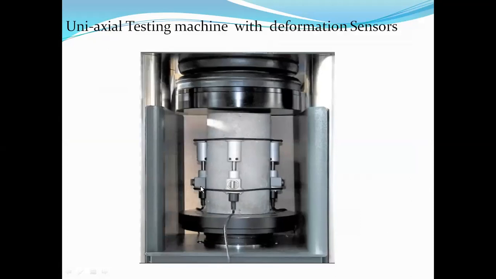So the LVDT sensors are placed as part of this experimental setup so that they'll accurately measure the deformation in the rock specimen, both in longitudinal as well as the lateral directions. As part of a modern setup, there won't be any specific placement of strain gauges in the longitudinal and the lateral direction.